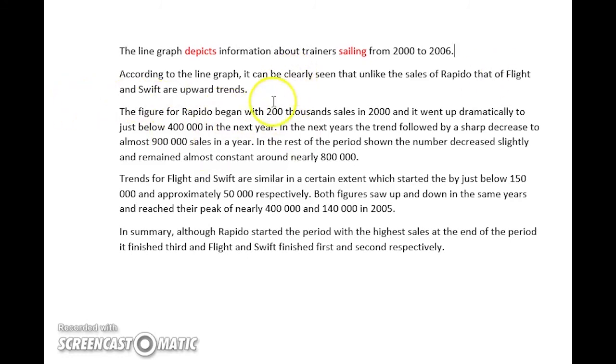According to the line graph, it can be clearly seen that unlike the sales of Rapido, that of Flight and Swift are upward trends. It's an overview sentence, and I don't think that "according to the line graph" is an appropriate phrase to start our overview. So you could just start with: it can be clearly seen that unlike the sales of Rapido, that of Flight and Swift not are upward, but showed upward trends.